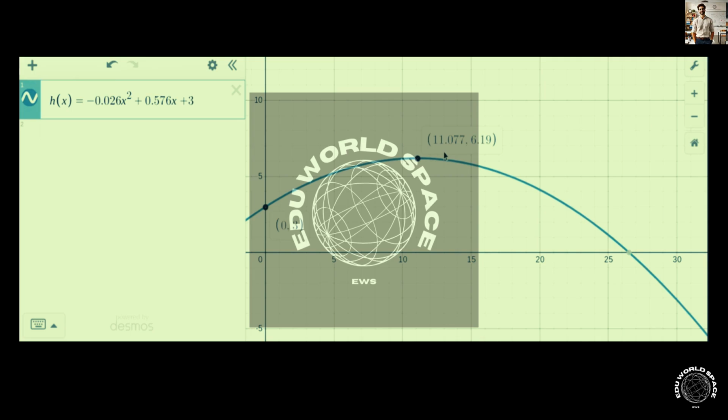Yep, in meters. And then for part B, it says what is the maximum height of the water? Round to 1 decimal place. So this 6.19 will round to 6.2 meters. So that's our maximum height of the water.